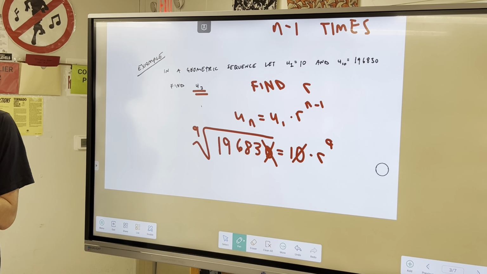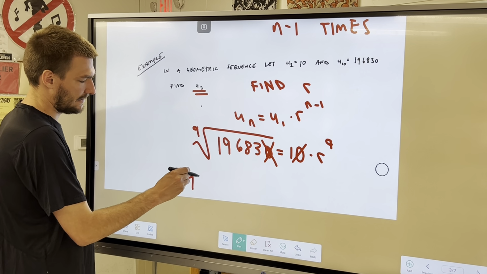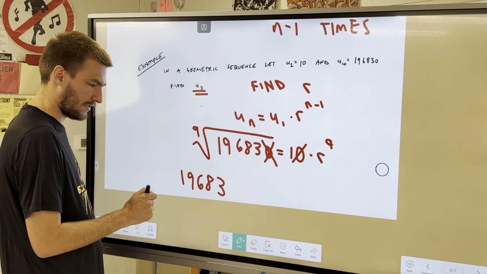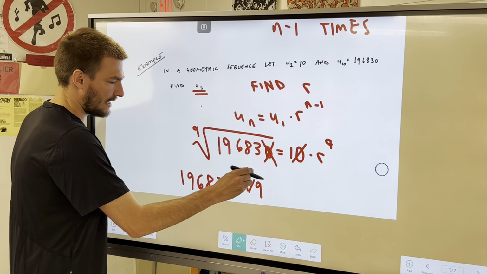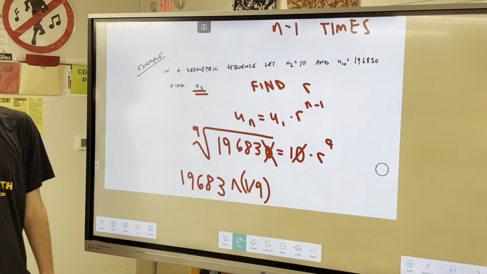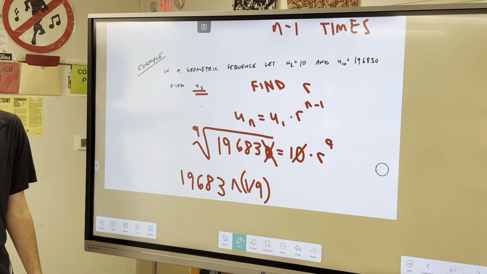Do you know how to type the 9th root into your calculator? You can find the nth root. There is a button on the calculator. The way I always like to do it is type it in like this: 19683 to the power of 1/9. Of course, a fraction exponent. What is it?